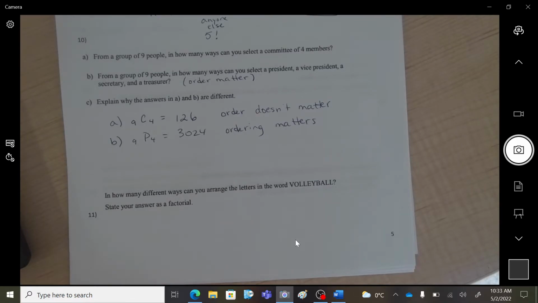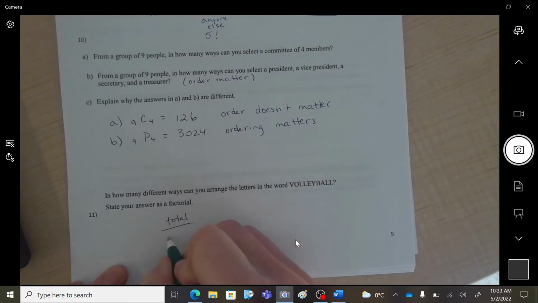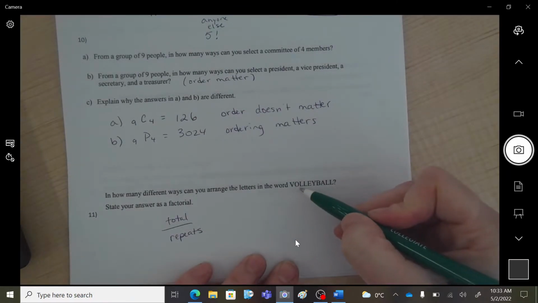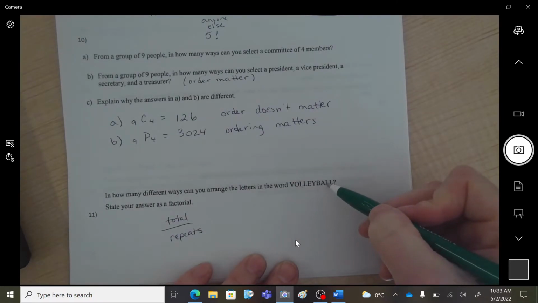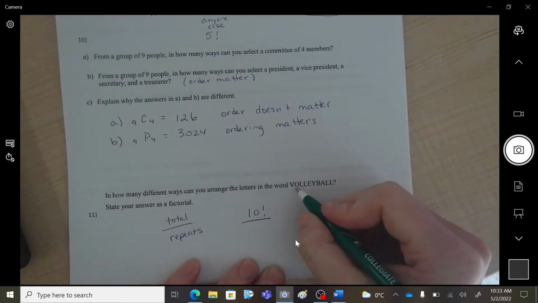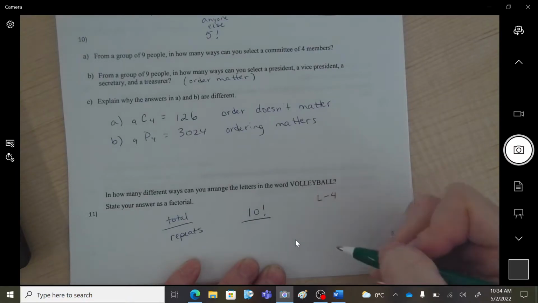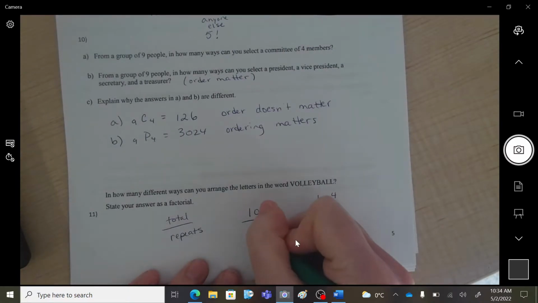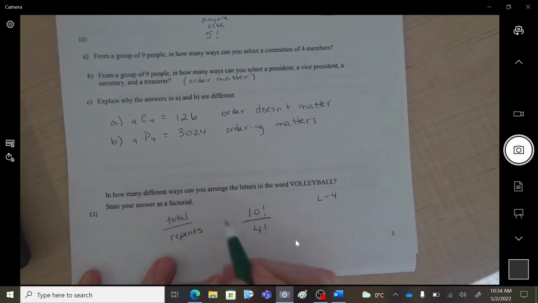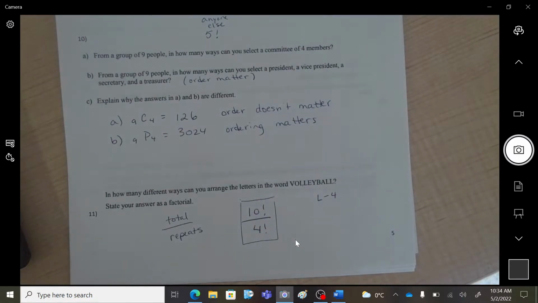(11) How many ways can you arrange the letters in volleyball? So total divided by repeats. So letters, so I have 10 letters. L's, we got 4 of them. And I think that's it. Stated as a factorial, so I can leave my answer like that.